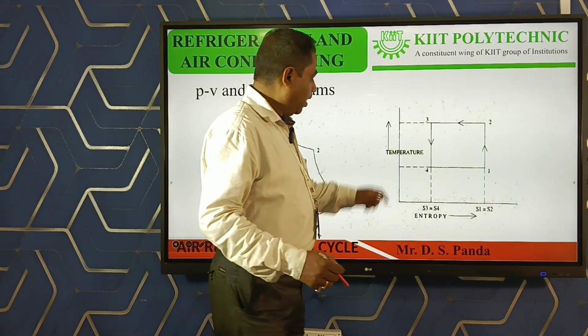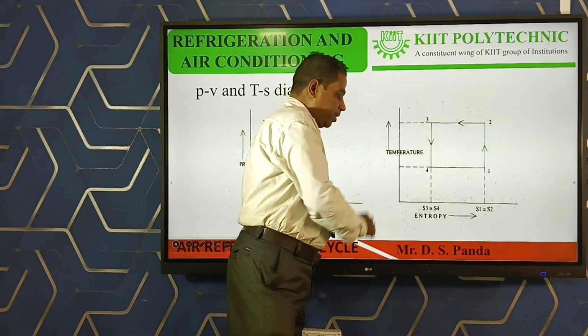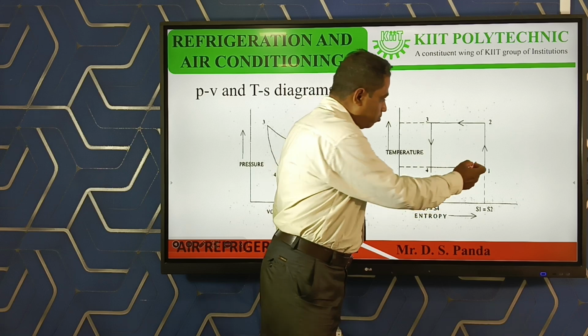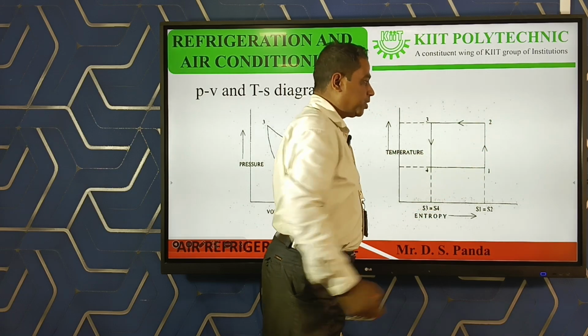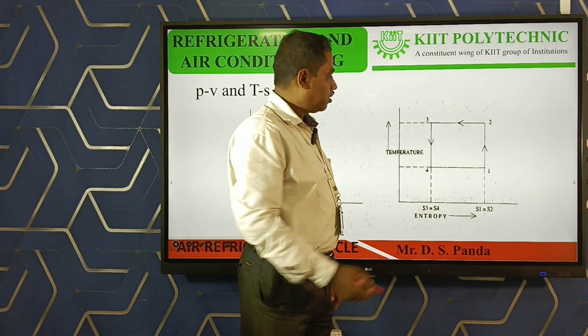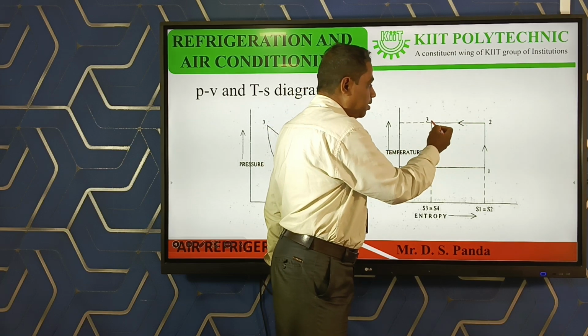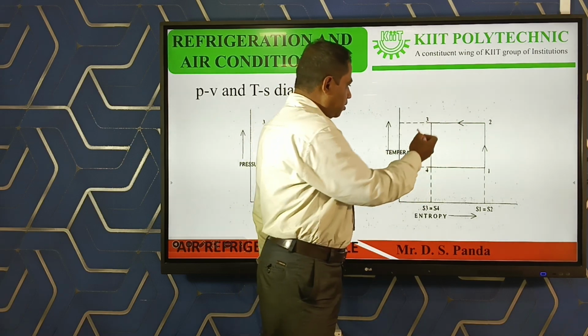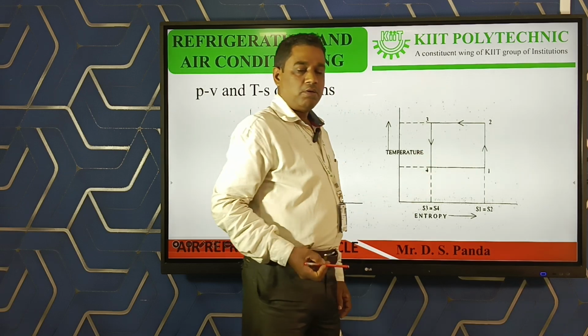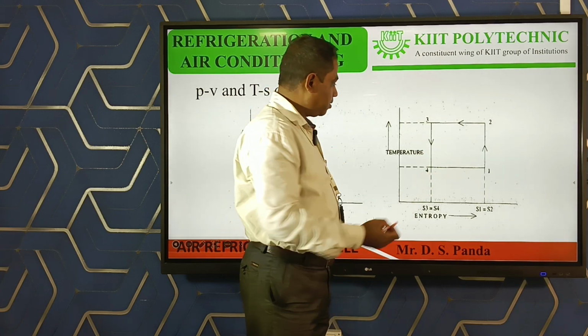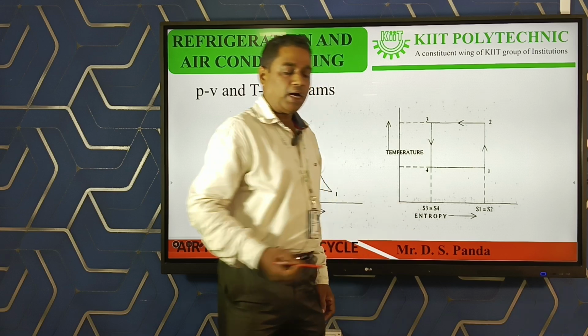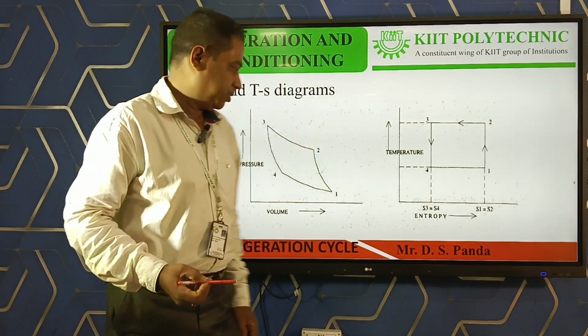Here this one is the temperature entropy diagram, and 1 to 2 is isentropic compression, 2 to 3 isothermal compression, 3 to 4 isentropic expansion, and 4 to 1 isothermal expansion.